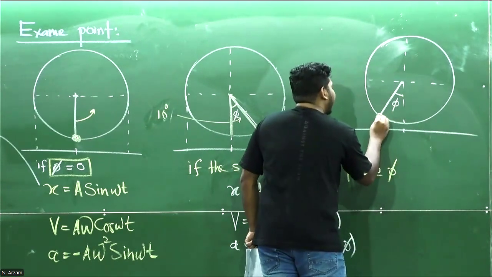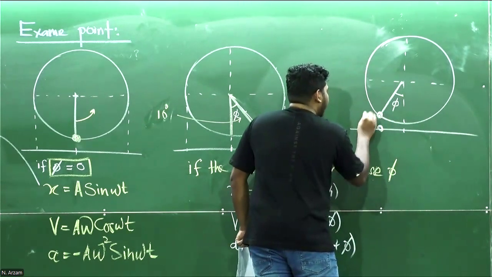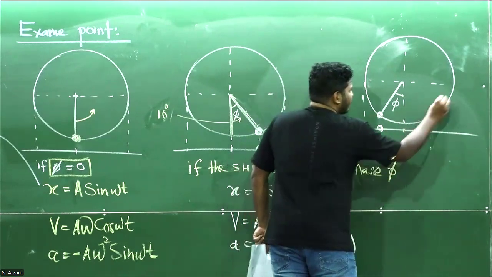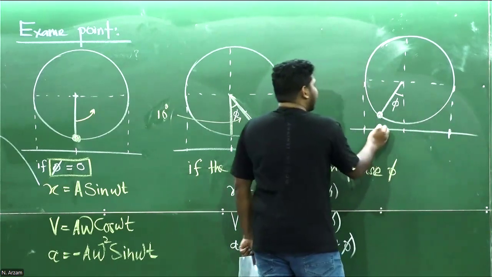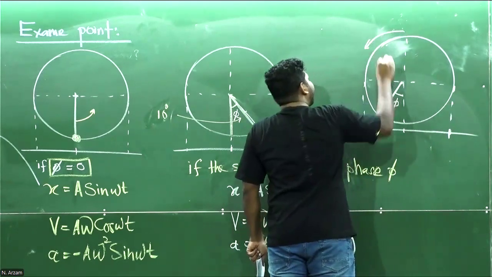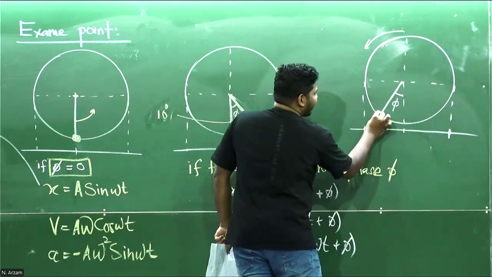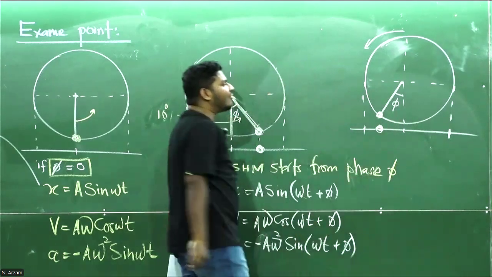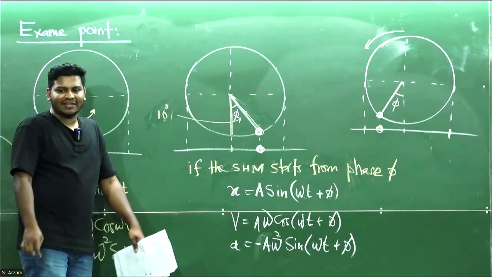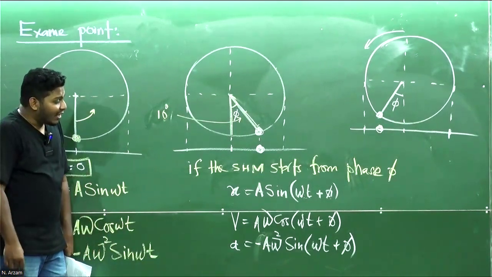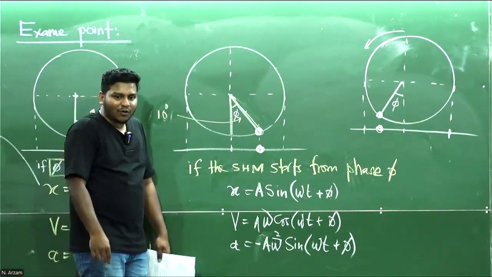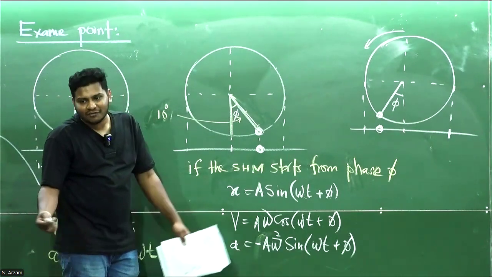The particle is now here. The particle is now moving like this. The starting point is now here. Now, can you tell me what the equation should be? X is equal to A sine omega t minus phi.